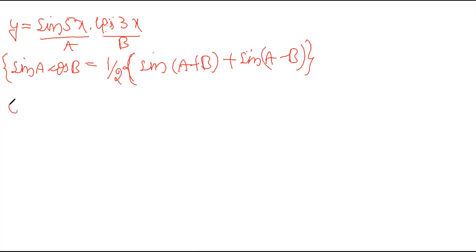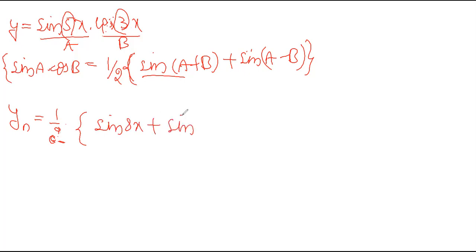I take here y_n, the nth term. Here 1 by 2 as it is, 1 by 2 into the formula. Sin of A plus B: A means here 5 is there, B means here 3 is there, 5 plus 3 is 8. I write here directly sin 8x plus sin 2x. A minus B means 5 minus 3, that is 2.